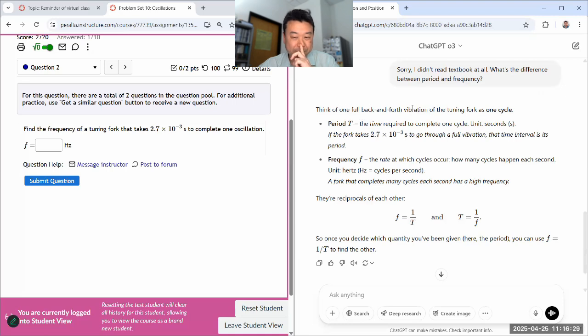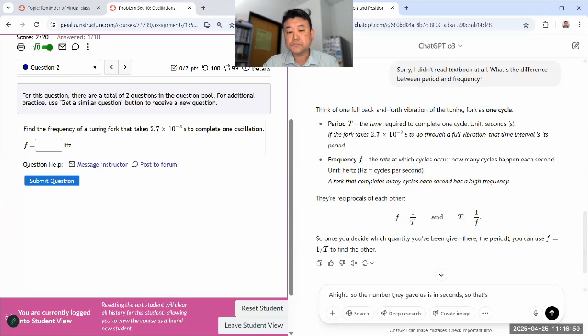So one full back and forth vibration is one cycle. Wow, it's starting exactly where I started the lecture. I do start with the description of a cycle. That's really the most basic thing that should be so intuitive that you don't need to define it. And then period is the time, okay. And the frequency is the rate at which, and yeah, it's giving you all that. Okay. All right. So the number they gave us is in seconds.